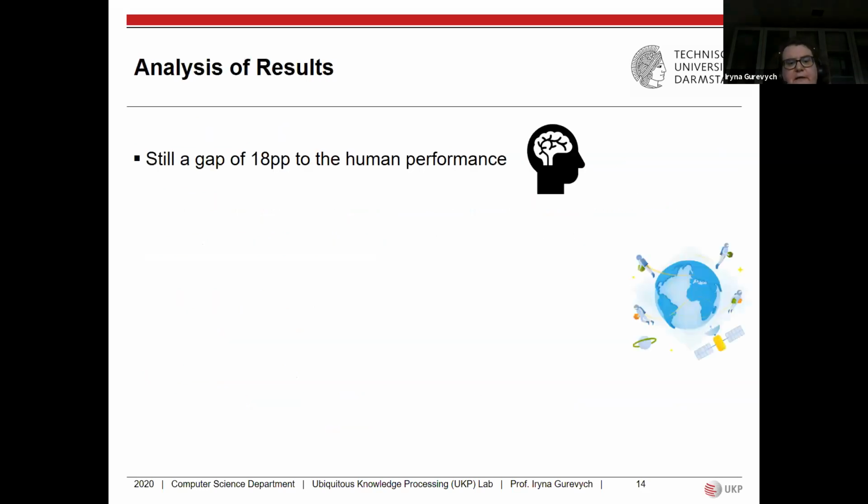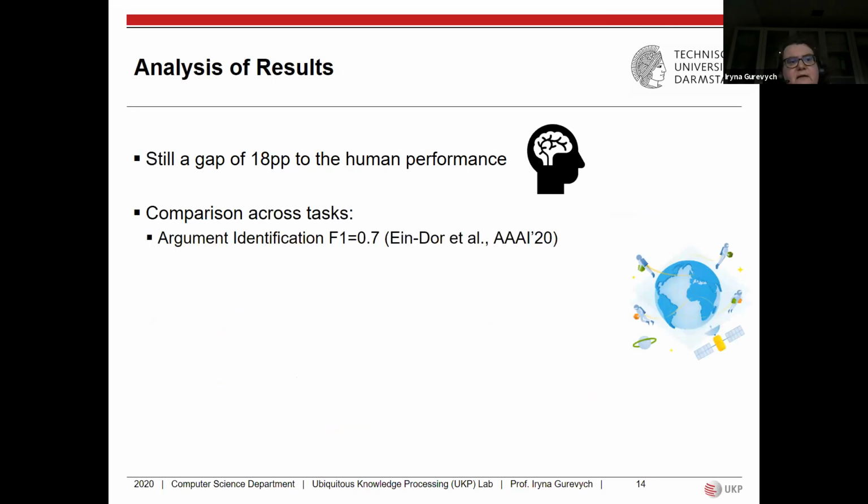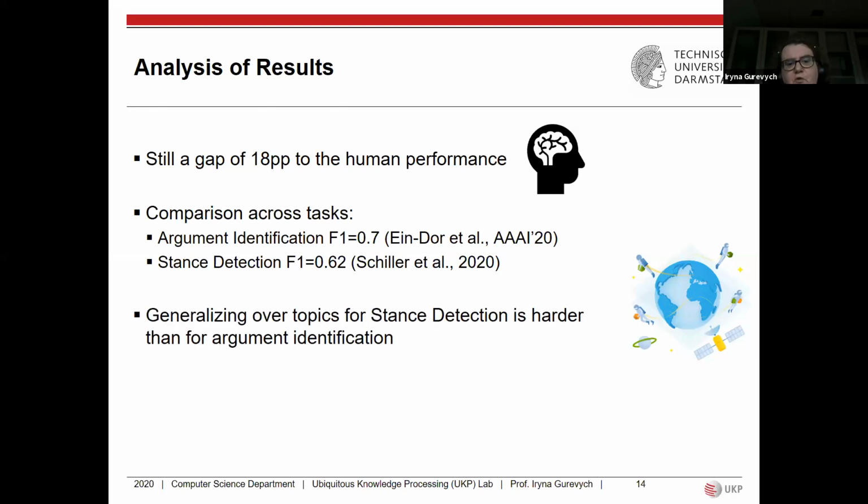In our analysis of results, we find that we still have a gap of about 18% points to the human performance. And in comparing the results on the 2-label task with the 3-label task, we find that the task of argument identification has F1 of 0.7, which is considerably higher than stance detection, having the F measure of 0.62. And what we observe is similar to what has been found in the field of sentiment analysis. In particular, generalizing over topics for stance detection is harder than for argument identification because the lexical cues which are relevant for stance detection tend to be ambiguous depending on the context of the topic where they are used.